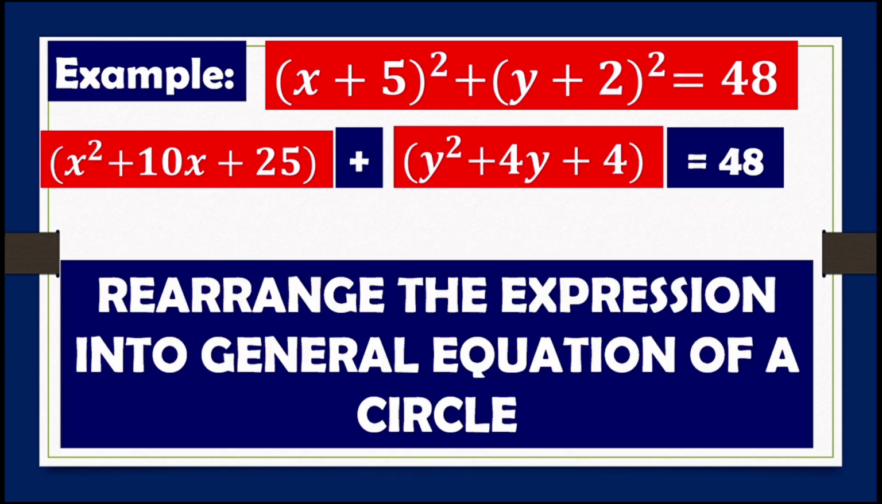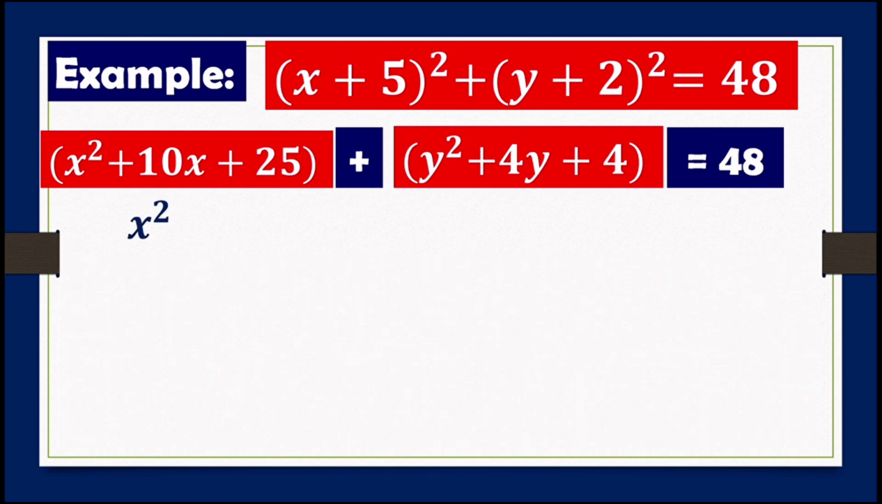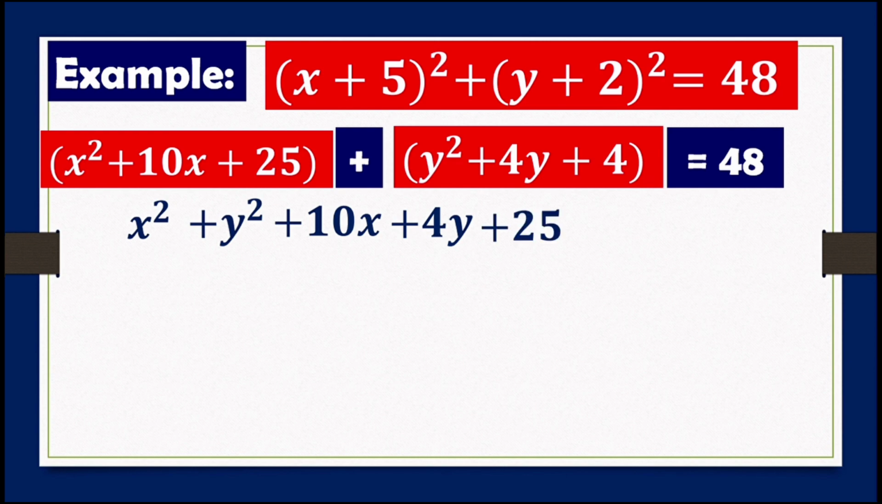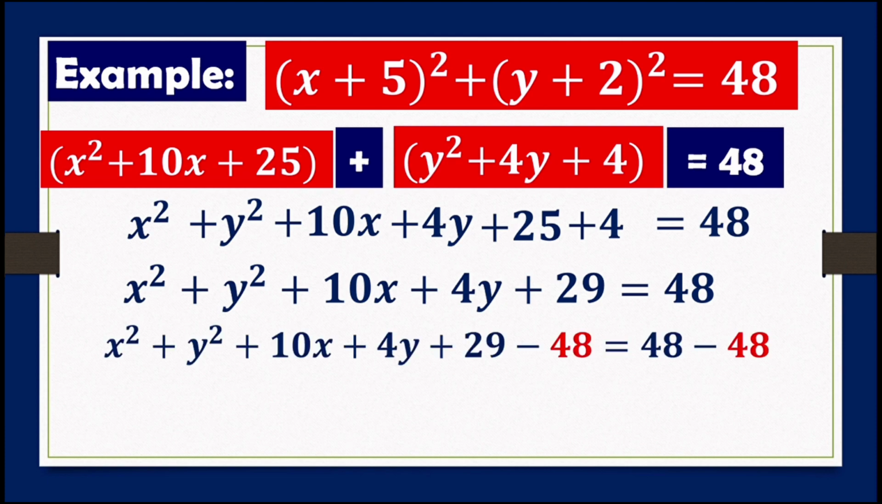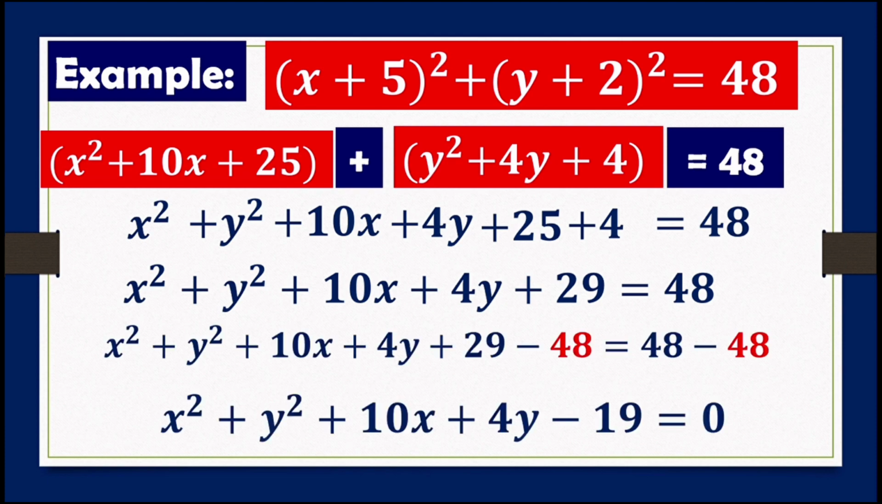So we will rearrange the expression into the general equation of a circle, x² followed by y², then terms containing x, terms containing y, and of course constants. Then it is equal to 48. Combining 25 and 4, that is 29. Transpose 48 to the left side of our equation using the subtraction property. Therefore, the simplified equation is x² + y² + 10x + 4y − 19 = 0. This is the general equation of the circle.